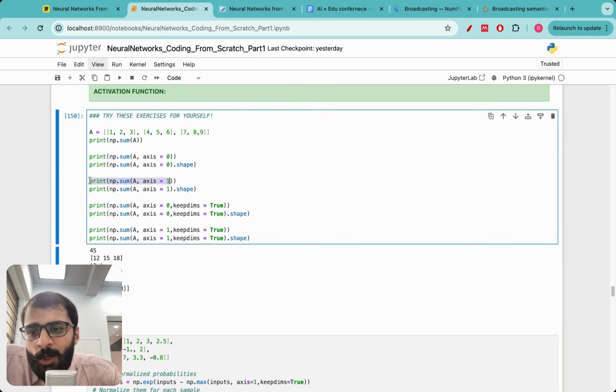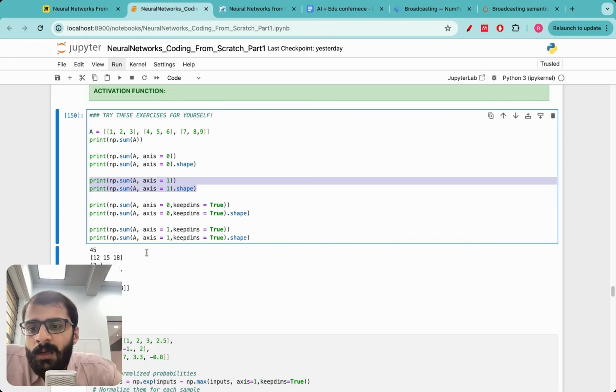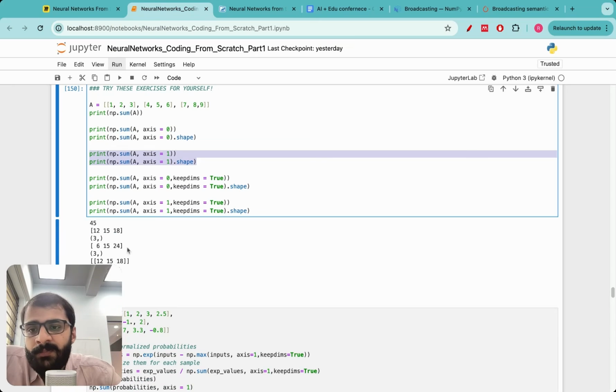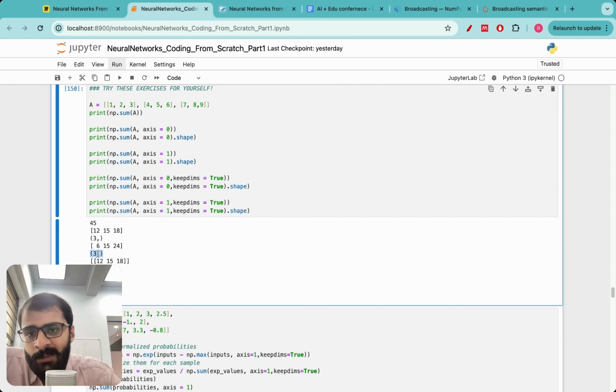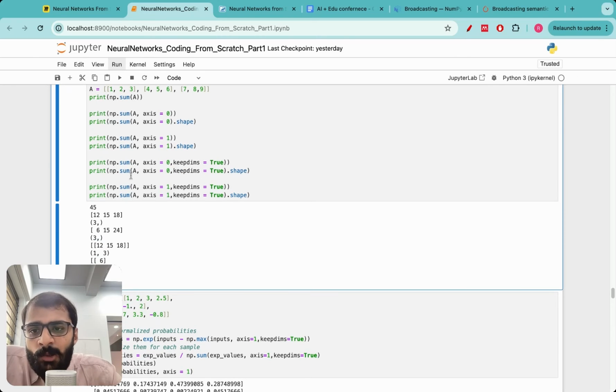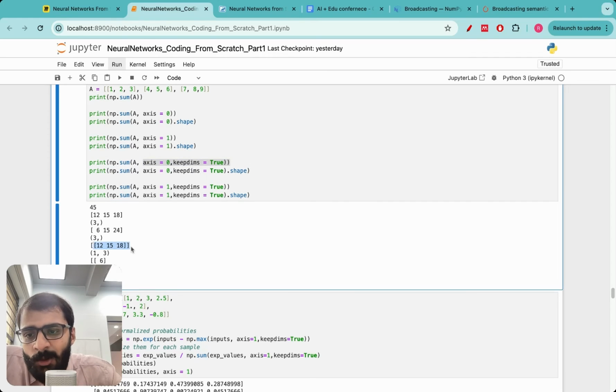When we do np.sum along axis equal to 1, it will lead to the answer 6, 15, 24, since we sum the columns. So 6, 15, 24, sorry. And if we print the shape, it will again be a one dimensional array with 3 elements. Now let us look at keepdims equal to True. So if we sum along axis equal to 0 and keepdims equal to True, the answer will be 12, 15, 18, which is the same as when we did not keep keepdims equal to True.